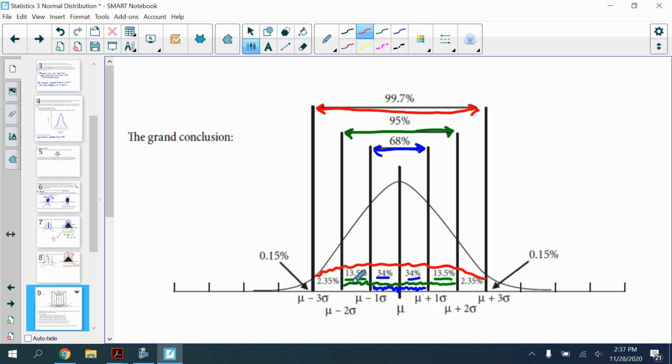And then finally, we know that this amount, 2.35, if we did 99.7 subtract 95 and then divided that by 2, that gives us each of those pieces. And then finally, our leftover little tails there. So beyond 3 standard deviations above or below is 0.15. So that's outside of 3 standard deviations.